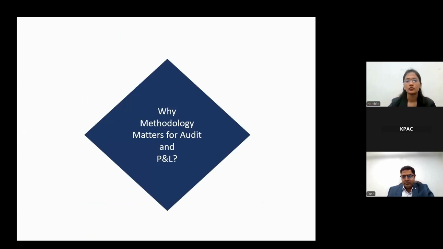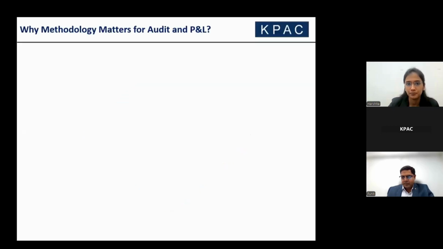Now, moving on, let's discuss why the choice and application of actuarial methodology, particularly PUCM in this case, are so critical, especially when it comes to audit scrutiny and the company's P&L account. The methodology isn't just a technical exercise, it has significant implications on the financials as well as the stakeholders' confidence.